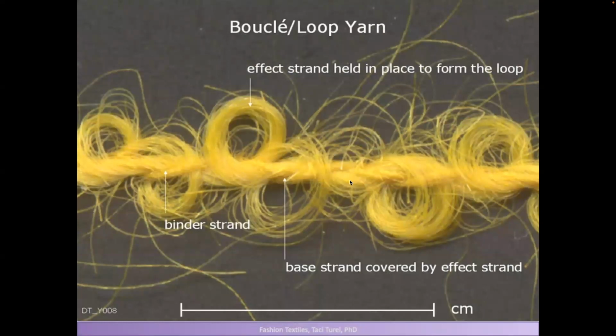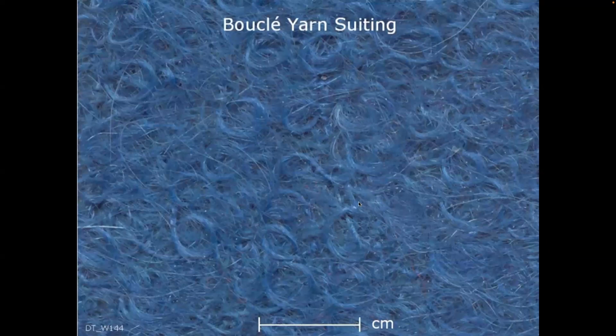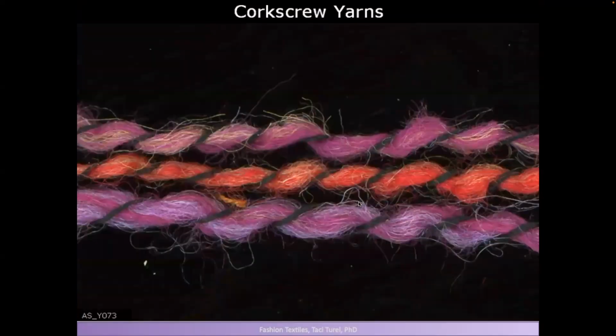You could call these loop yarns as well, because they're made out of loops. And this is a boucle fabric. So it's made out of boucle yarns, and you can see how cool this fabric looks. You know, it's not a regular woven fabric. Those are usually fancier novelty fabrics. This is another boucle fabric. These are corkscrew yarns.